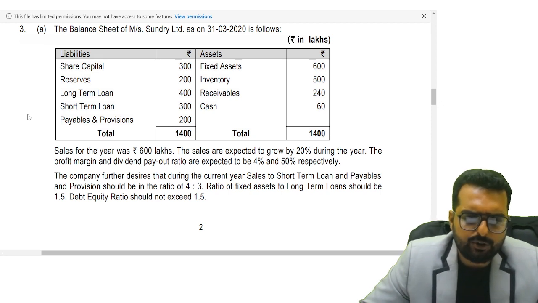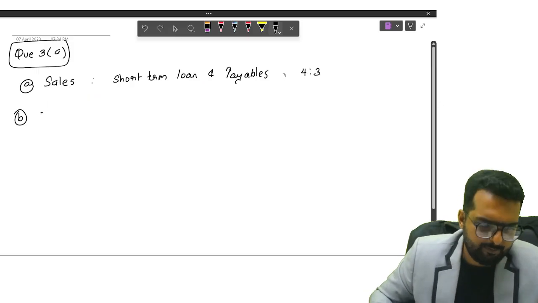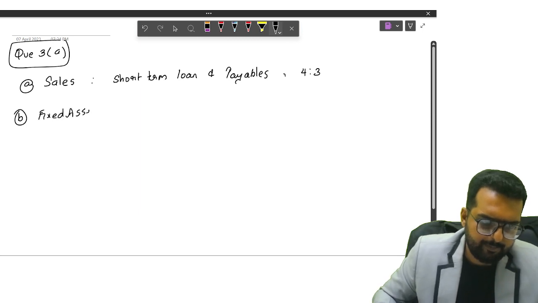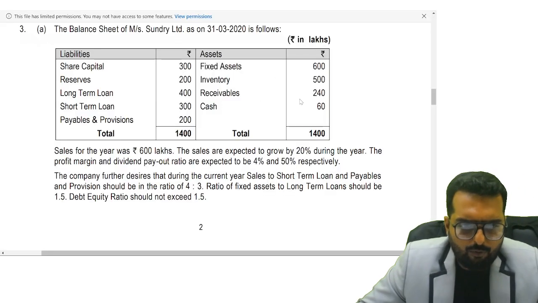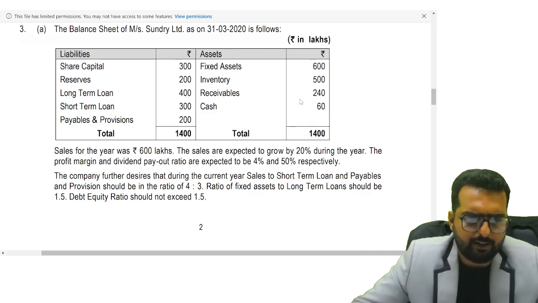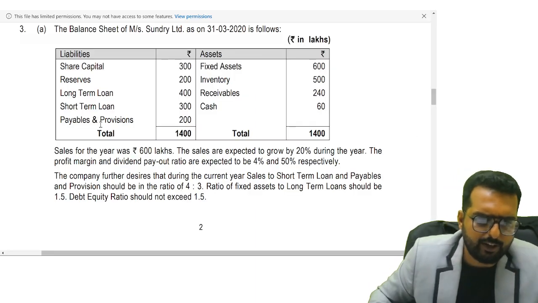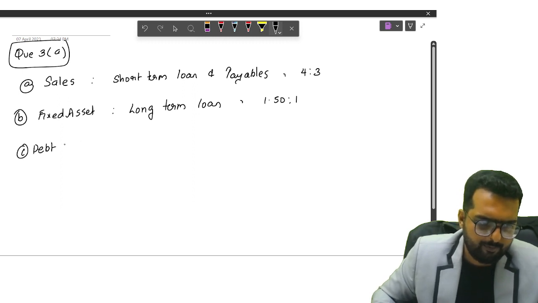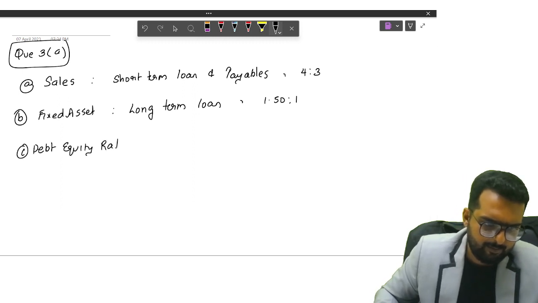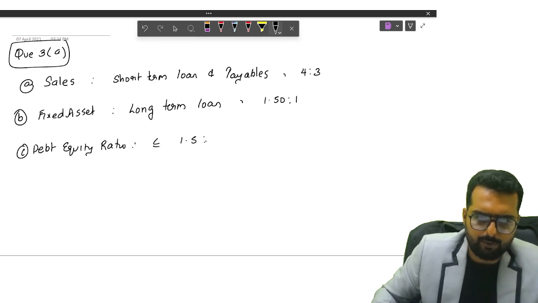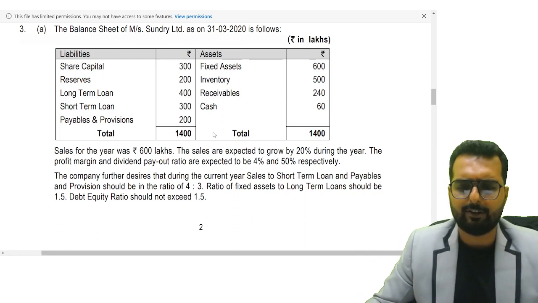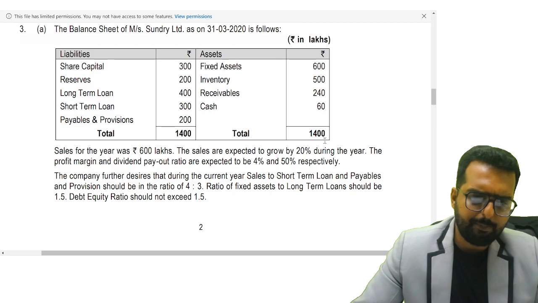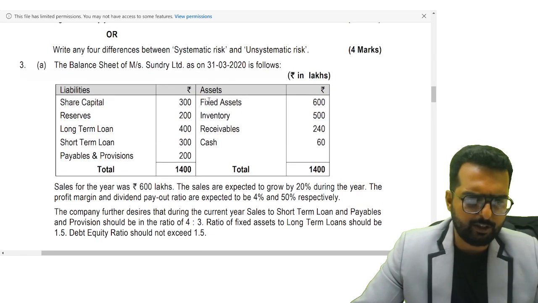Then they have told ratio of fixed asset to long term loan should be 1.5:1. Alright, that's it. And debt equity ratio should not exceed 1.5, less than or equal to 1.5:1. This is the details they have given over here. Now they have told sales are expected to grow by how much percentage? 20% during the year.